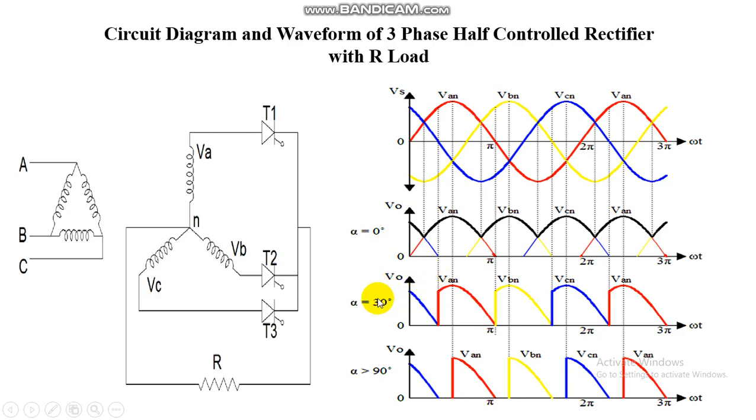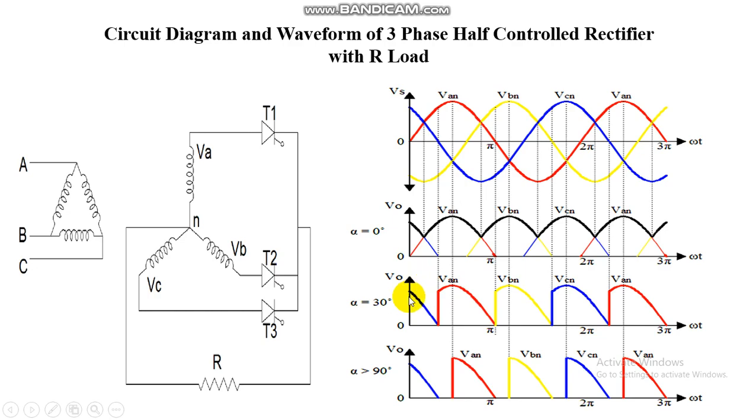For example, if T2 is triggered, then the current comes from the neutral point through VB, T2, and through the resistance and back to the neutral point. If T3 is on, the current enters T3 and goes through the load. Like this, the operation goes on based on the alpha values. There we can see three alpha values. According to the alpha values, we are getting the output voltages like this.